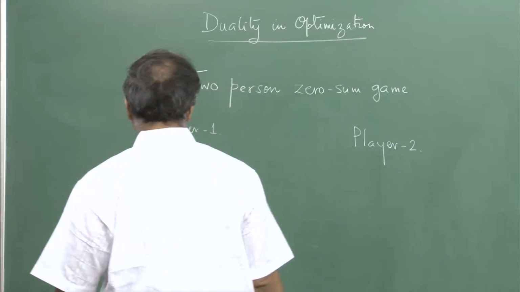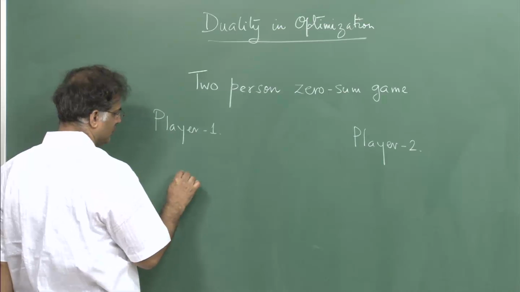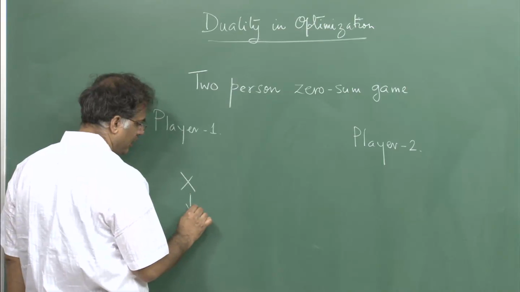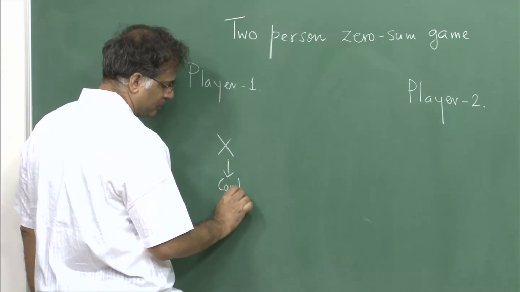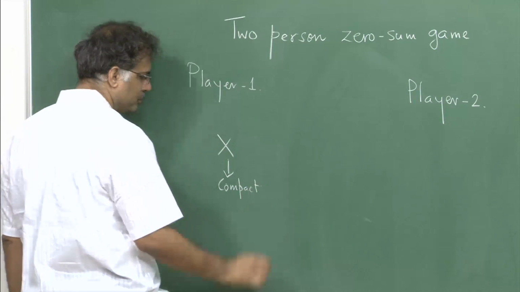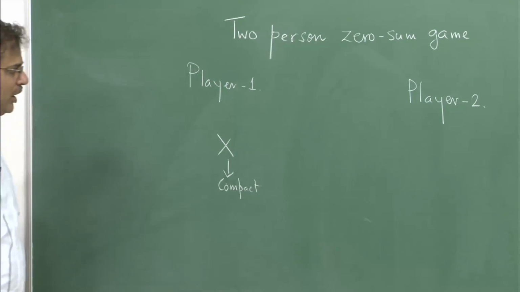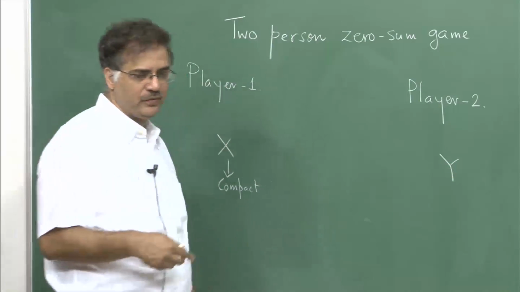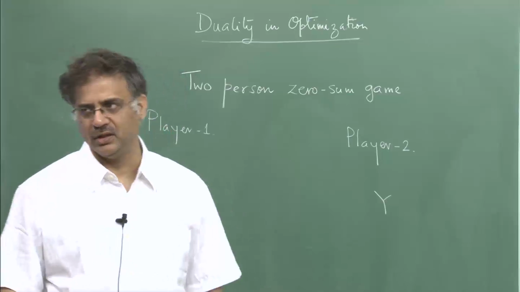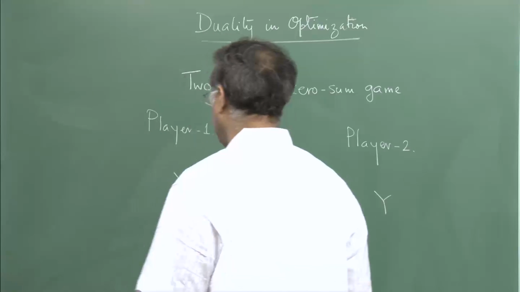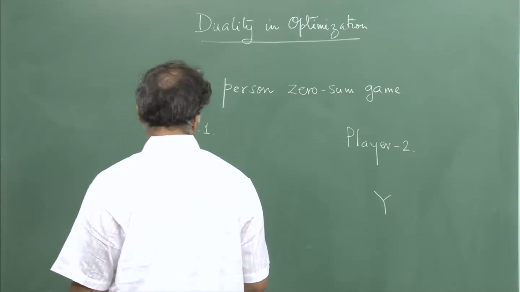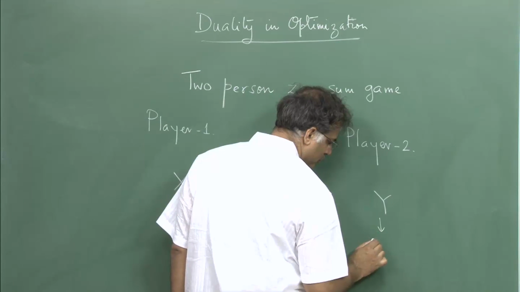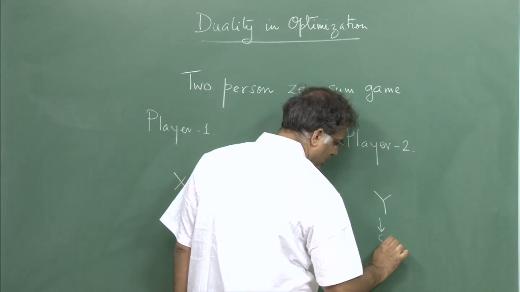Player 1 has a strategy set X, say in R^n, and let this set be compact and convex, or whatever, maybe compact is fine. And player 2 has a strategy set. For example, you are playing chess, you have your strategy set and the other person has their strategy set. Nobody knows what strategy you have. So, these strategies are not revealed to each other. These are also assumed to be compact.